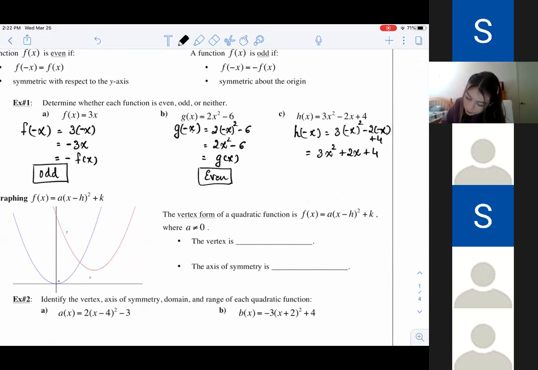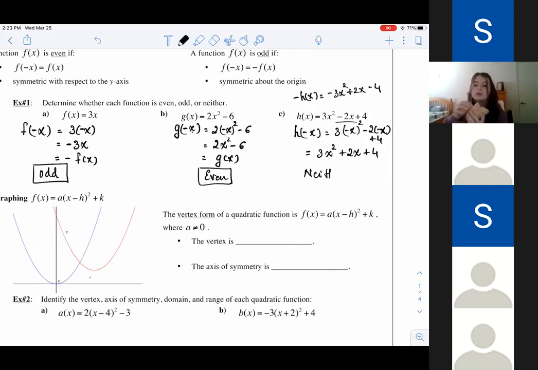Now, how would you compare this with h of x? If this is h of x, can you tell me what would be negative h of x? Negative 3x squared plus 2x minus 4. Correct. Because every single term is going to be the opposite. Negative h of x should look like this, and h of x should look like this. Look at your answer. Does it look like any of those? No.